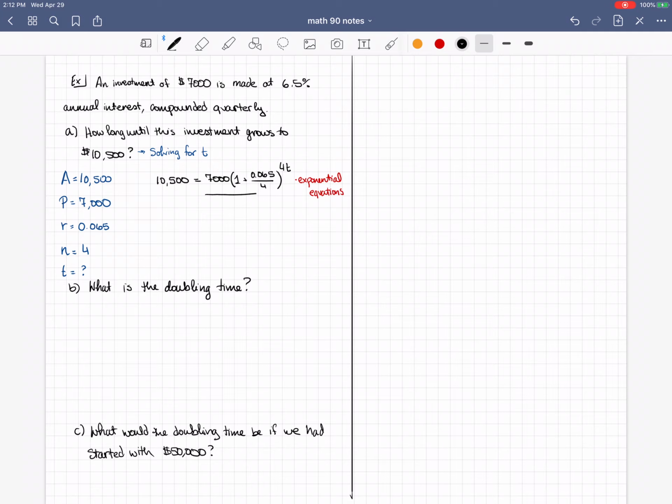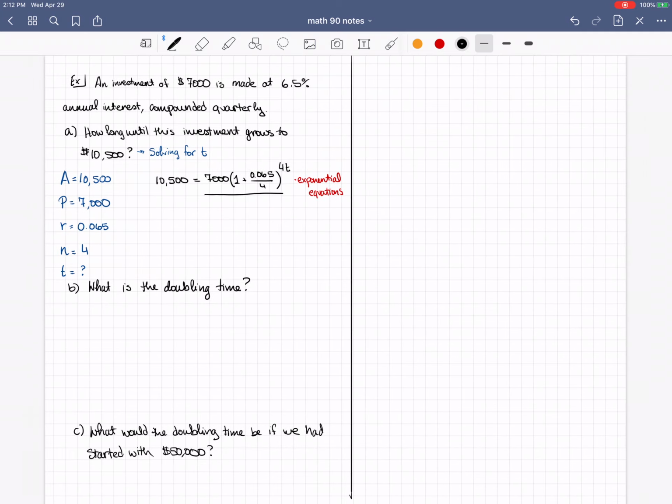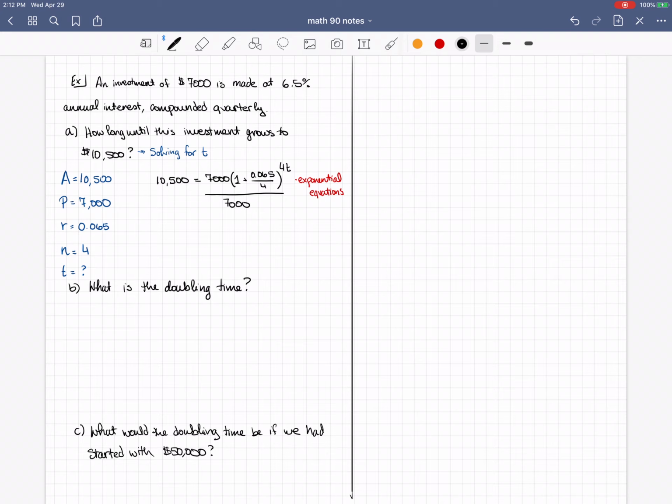So the first thing we're going to do is we're going to divide both sides by 7,000, because that 7,000 is keeping the right-hand side from being a pure exponential. So on the right, 10,500 over 7,000 is 1.5. Okay. And now we know that if two things are equal, then their logs must be equal too. So we take the log of both sides.